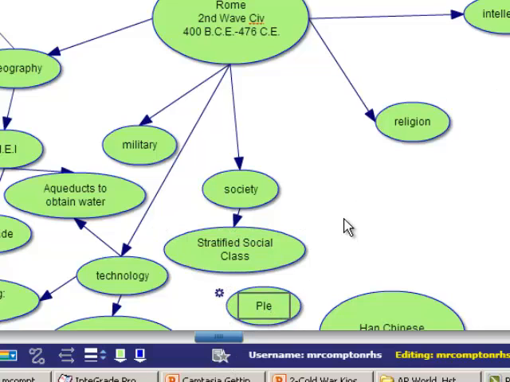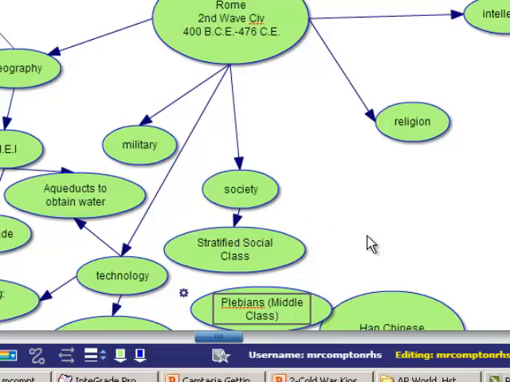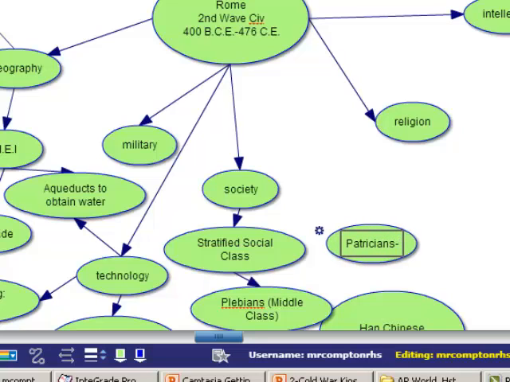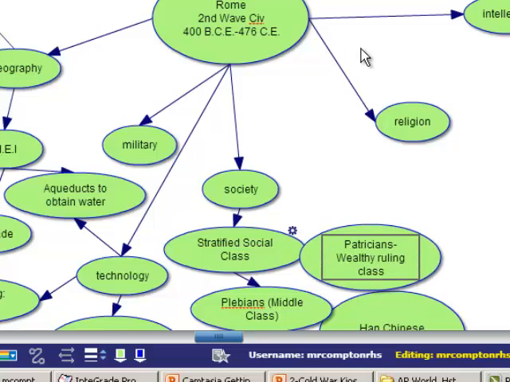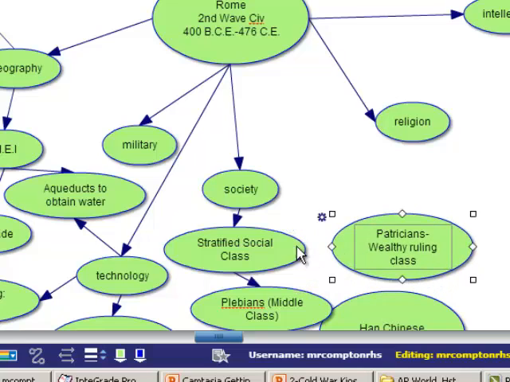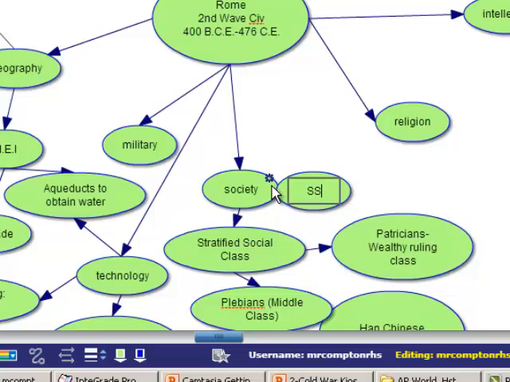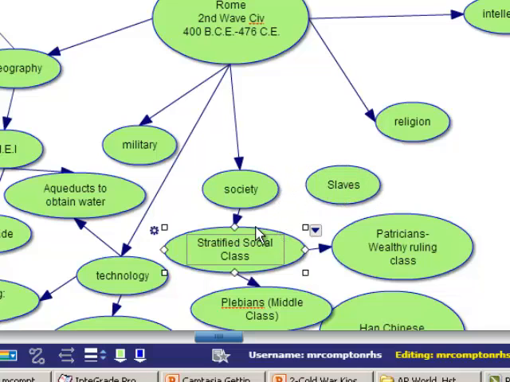We have the plebeians, middle class. All right, again, you want to connect those ideas together. You have the patricians. All right, and they are the wealthy ruling class. All right, connect that. You also have slaves. All right, put that right there, and again, make that connection between the two.